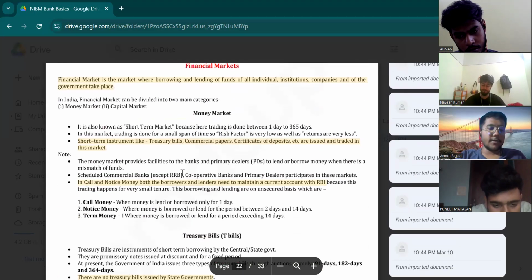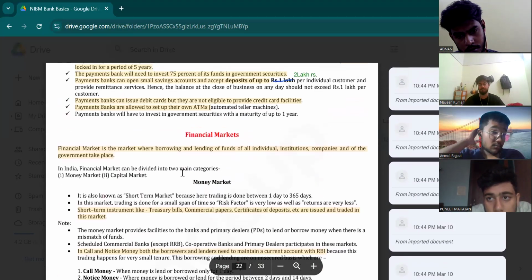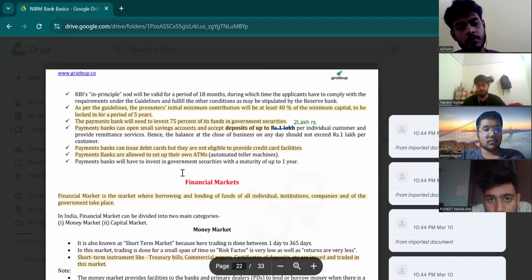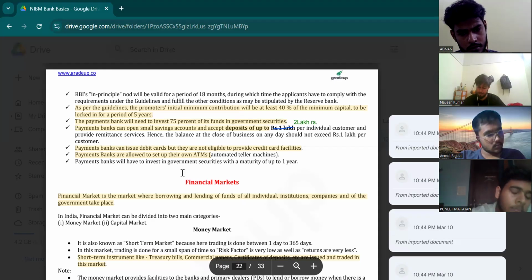So let me tell you how they can provide loans. They can provide loans, but not directly. They will tie up with a third party, and the third party will get in touch with you.